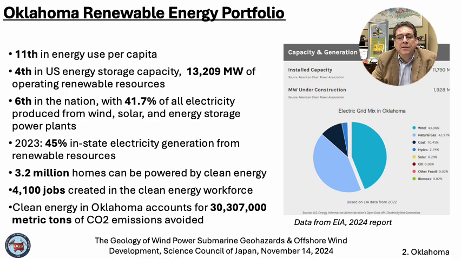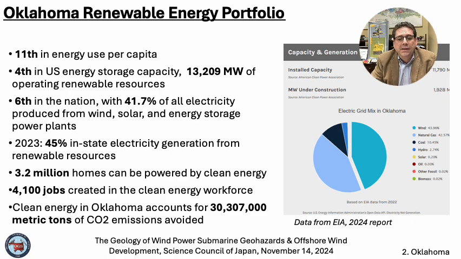We're 4th in the storage capacity of renewable resources, so we actually are quite a leader in renewable energy. We're 6th in the nation for electricity produced from wind, solar, and other sources. 41.7% of our energy is renewable produced. In 2023, 45% of the electricity used in the state was from renewables.